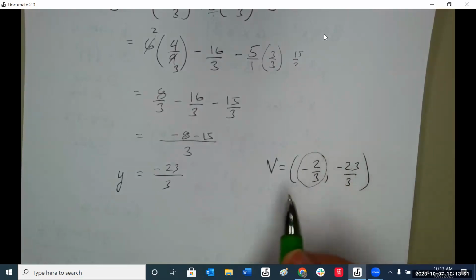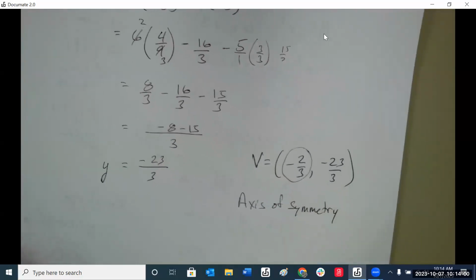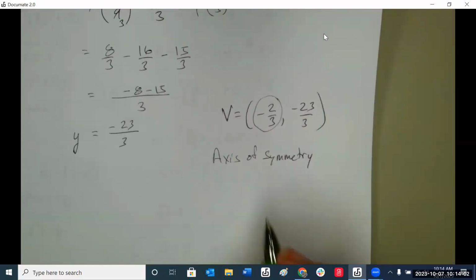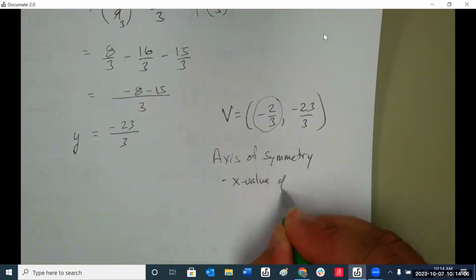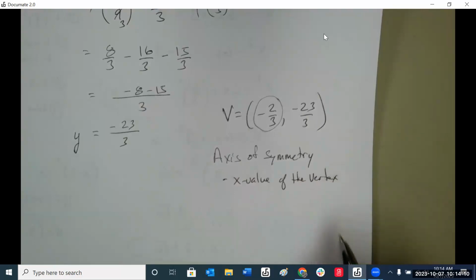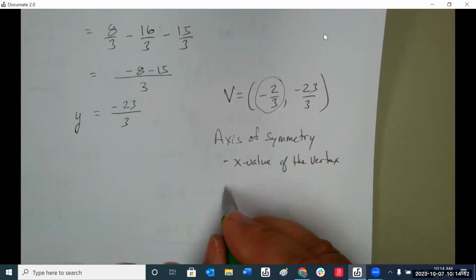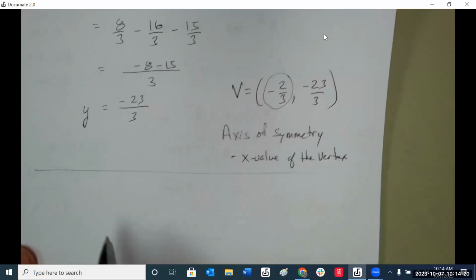This value here is called the axis of symmetry. The x value of the vertex. And in this case, it's that.